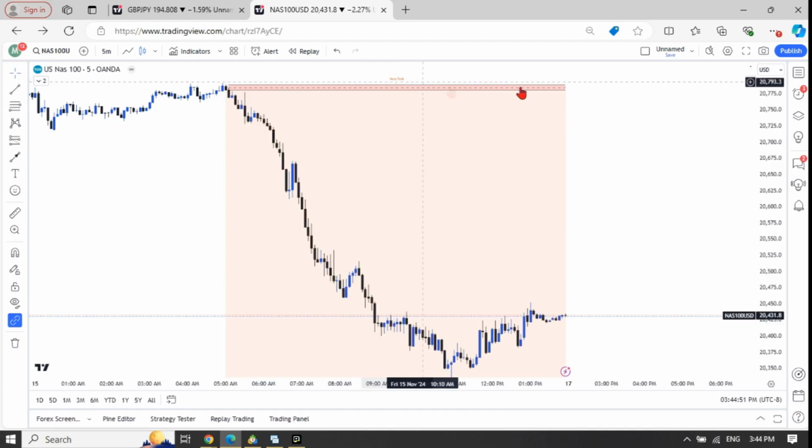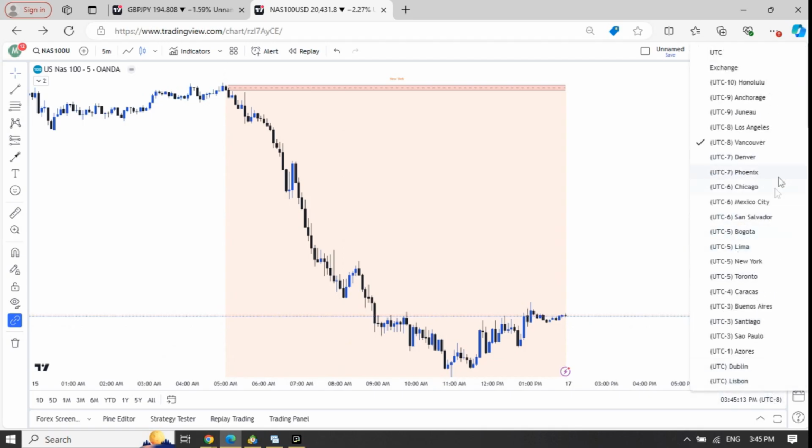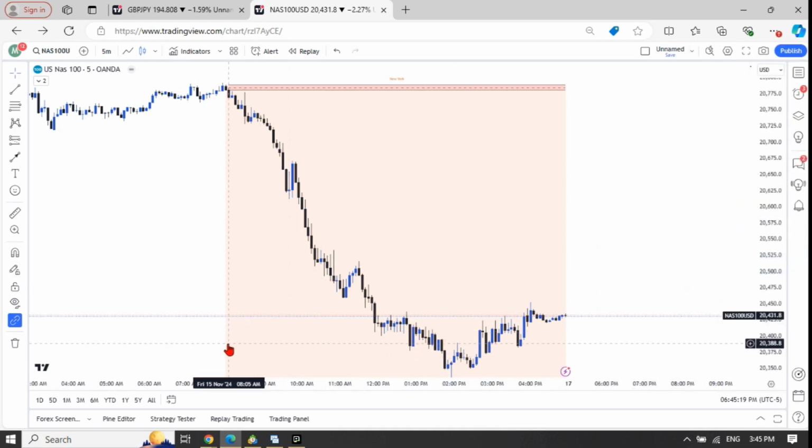So you can see up here, it just says New York. This is a sessions indicator that I have on here, and it shows you the opening of New York and the closing of the New York session. This is Nasdaq, but this isn't the New York session like the stock market open. This is the New York session of the Forex open. So you can see here it starts at 5 o'clock a.m. That's my time zone. If I go to New York, where's UTC -5? You can see here that's 8 a.m.